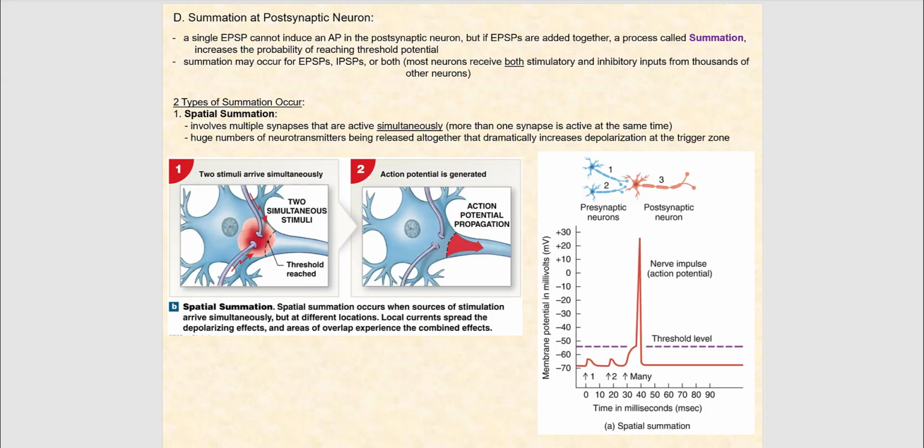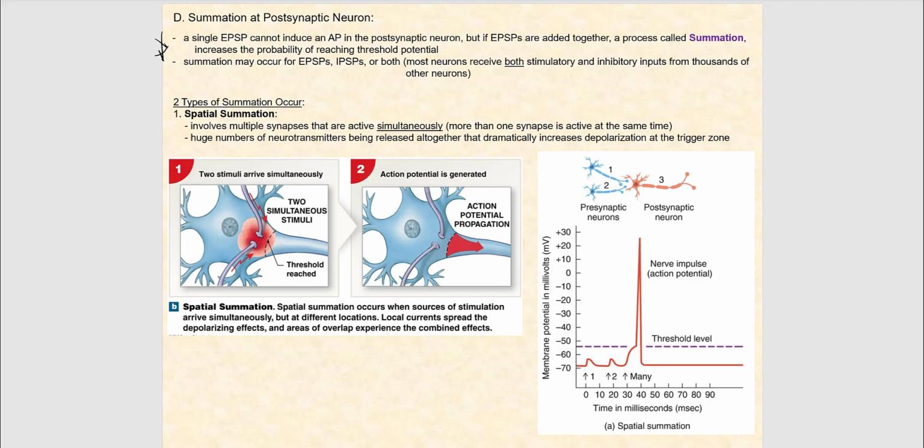So let's talk about summation at postsynaptic neuron. A single EPSP cannot induce an action potential in the postsynaptic neuron. However, if we have a bunch of these EPSPs that are added together, which is called summation, it increases the probability of reaching threshold potential, negative 55 millivolts at the trigger zone of that postsynaptic neuron. Now keep in mind, summation may occur for both EPSP, IPSPs, or both, all right? So I'll explain that as well.